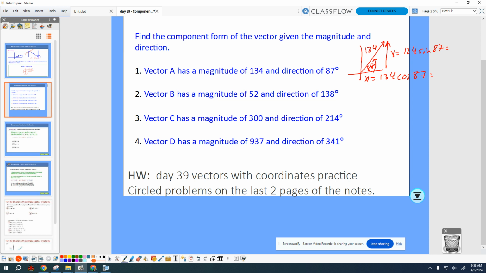I have a question. Why can't you just do it this way? Go ahead, William, you can draw or write. Let's say cosine 87 is x over 134. Then you multiply by 134. So I did cosine of 87, then multiplied by 134. Does anybody need a calculator?